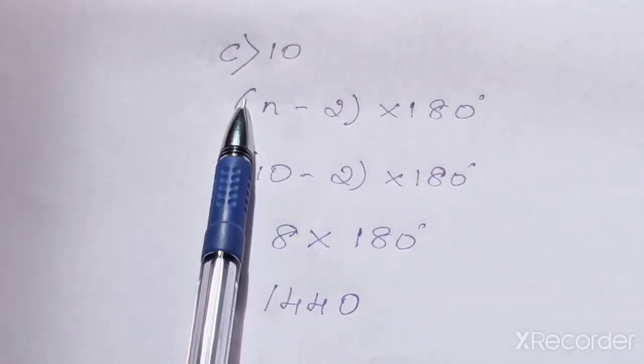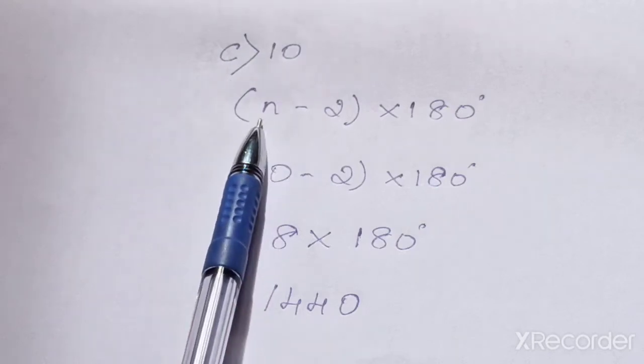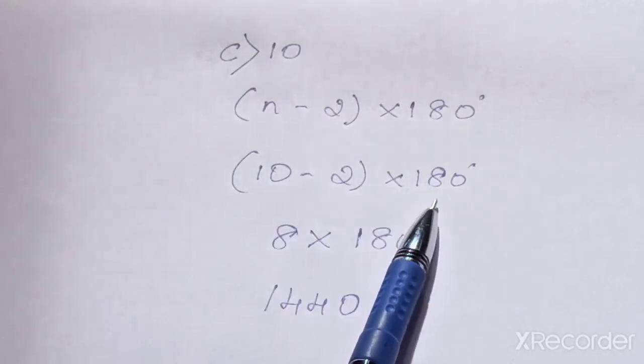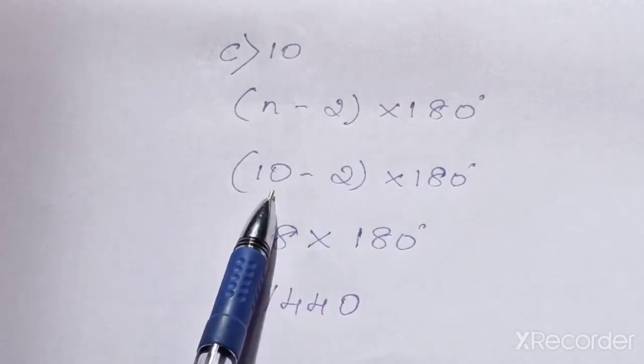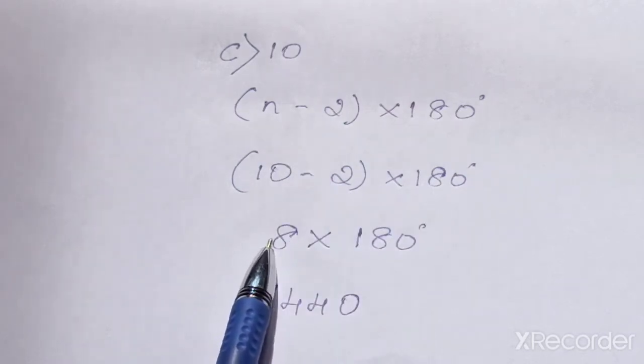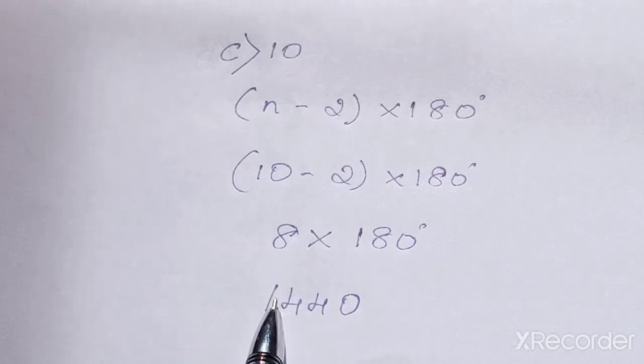Sub question C. The number of sides is 10. So 10 minus 2 into 180 degrees. So N is equal to 10. 10 minus 2 into 180 degrees. 10 minus 2 is 8. 8 into 180 degrees, 1440 degrees.